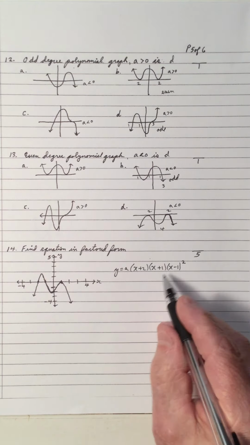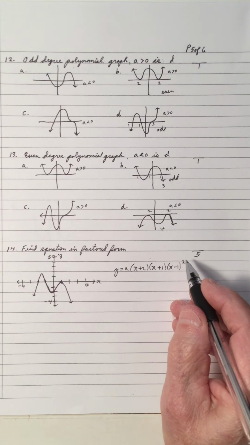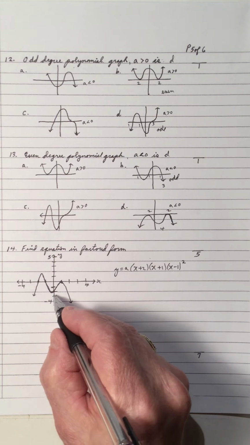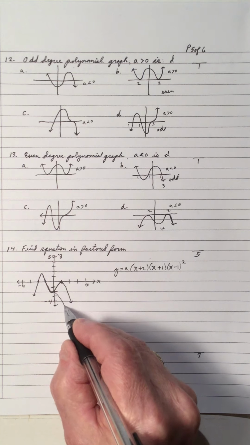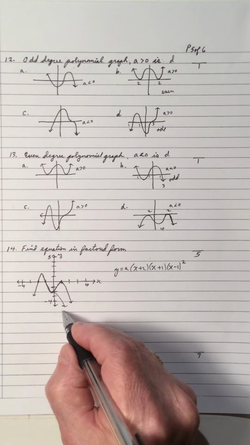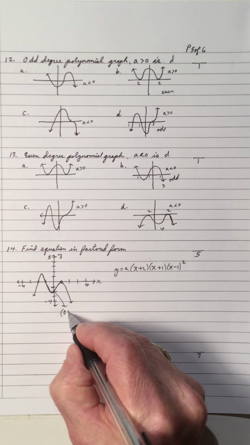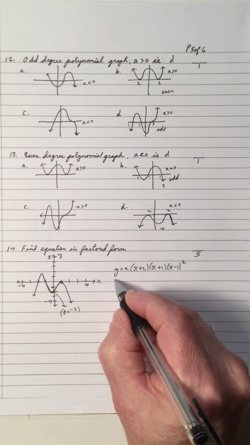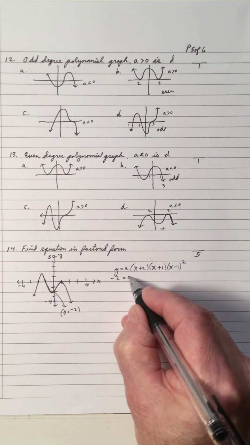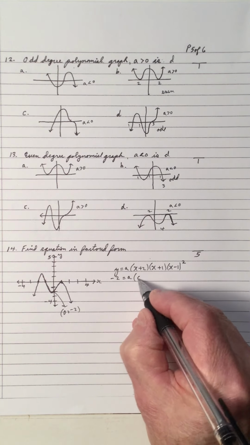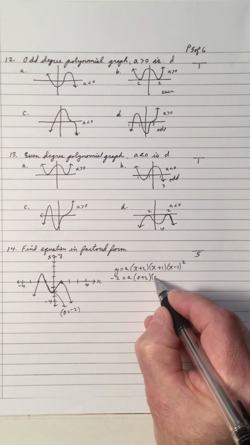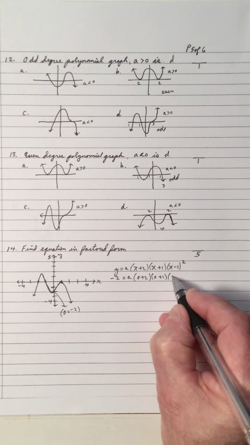We don't really show it. It's understood. And we need to get a now. So we have this point right here. That's when x is 0, y is negative 2. So we put negative 2 in for y and a 0 in for x.